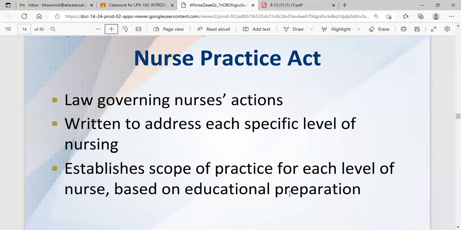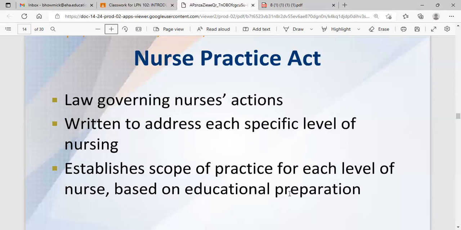Basically, no employer or healthcare agency can give you permission to do something that your license or state practice act does not allow you to do. You understand? Let me recap it. The Nurse Practice Act is the law we have to follow. No employer or healthcare agency can give you permission to do something that your state Nurse Practice Act does not allow you to do.